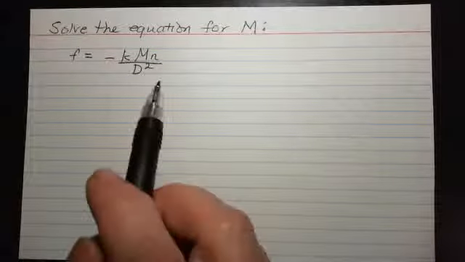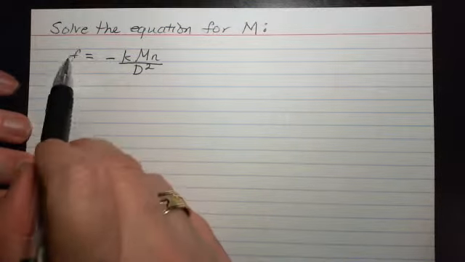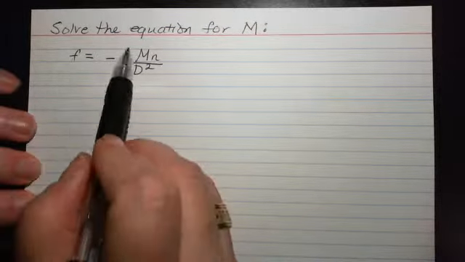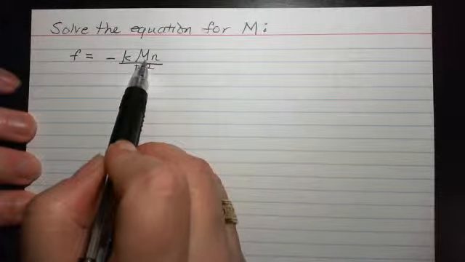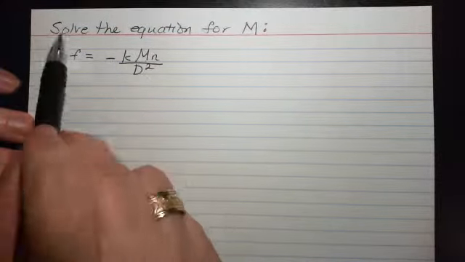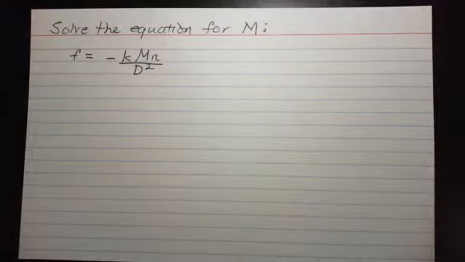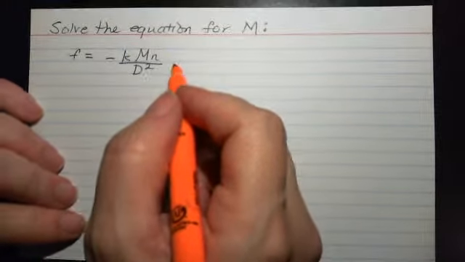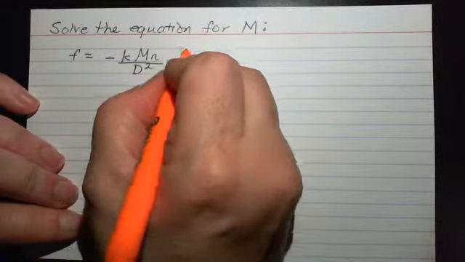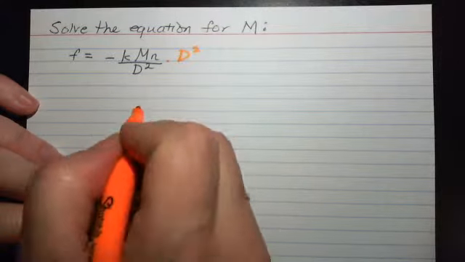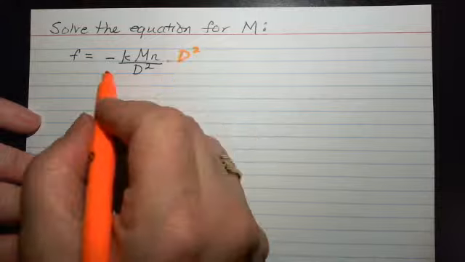Our directions say solve the equation for m. So if you notice, at this point the equation is solved for f and we want to solve for m. Okay? So the first thing we need to do is look at this as an equation containing rational expressions. So we want to clear the denominators or clear the fractions just as we would for any equation with fractions. So we need to multiply by the common denominator on both sides.